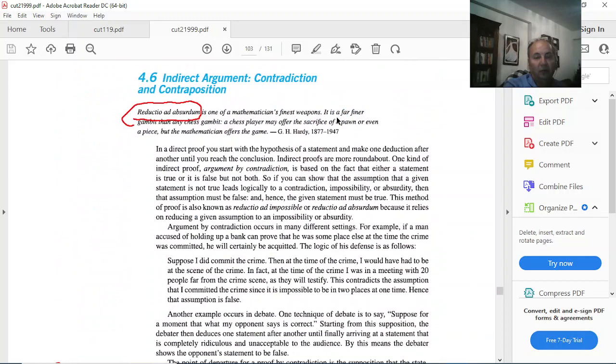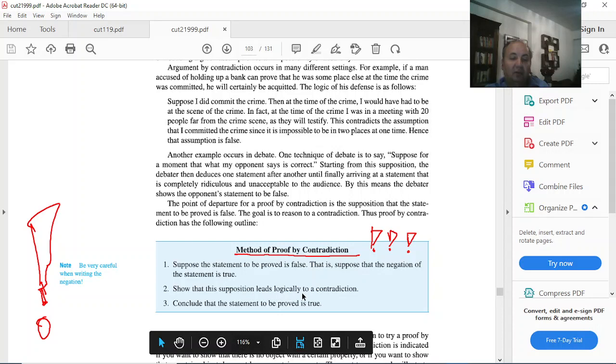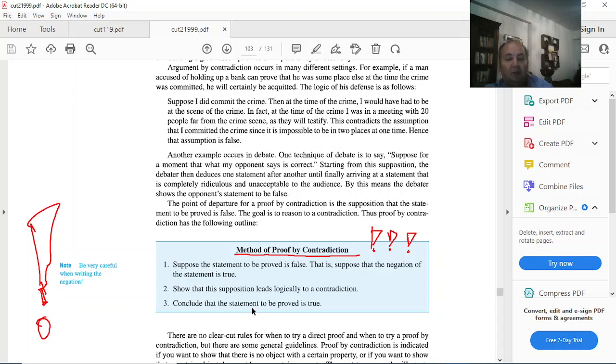Contradiction, or reductio ad absurdum, or contraposition, is another name. It doesn't matter. This is a very well-known proof method. It's used a lot. Suppose the statement to prove is false. That is, suppose that the negation of the statement is true. Show that the supposition leads logically to a contradiction, and conclude the statement to prove. What does it mean? At the beginning, you assume the statement has a false value and then prove it leads to a contradiction.